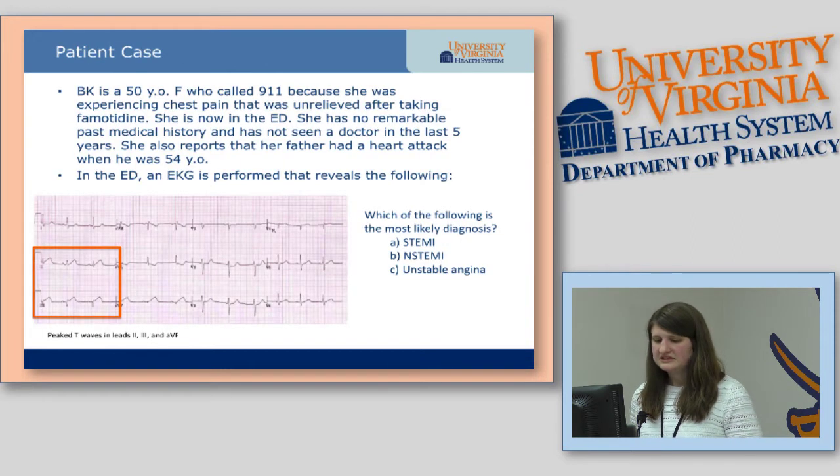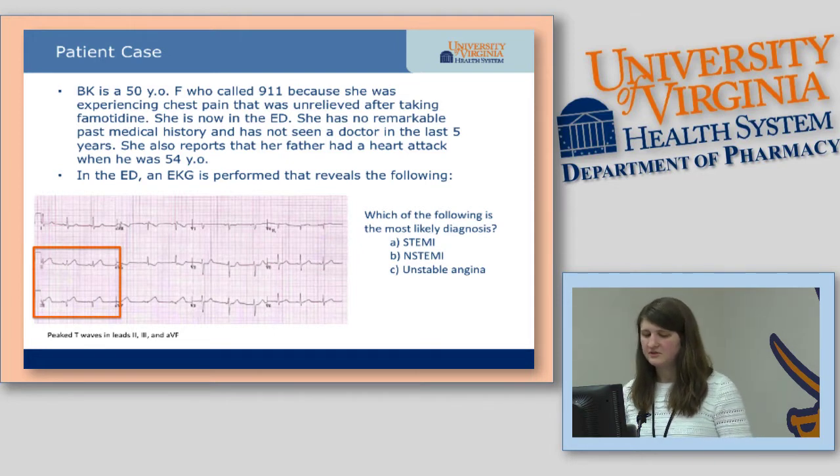This leads us to patient case number 2. We have BK, a 50-year-old female who called 911 because she was experiencing chest pain that was unrelieved after taking famotidine. She's now in the ED. She has no remarkable past medical history and has not seen a doctor in the last 5 years. She also reports that her father had a heart attack when he was 54 years old.